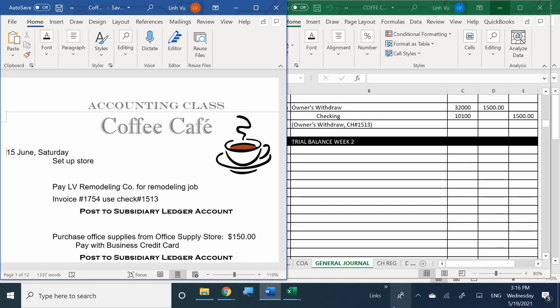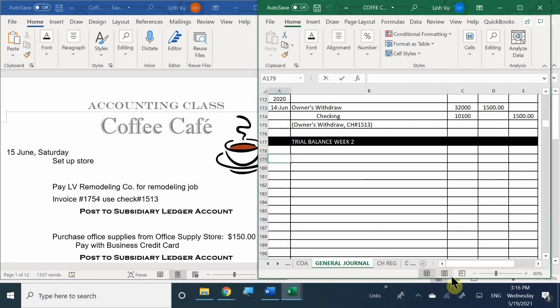All right, so here we are finally on the 15th of June. We're setting up the store. Okay, so we're paying off LB remodeling for the remodeling job for the interior on invoice 1754. Since I'm writing a check, I want to journalize this in the general journal. Start with the 15th of June.